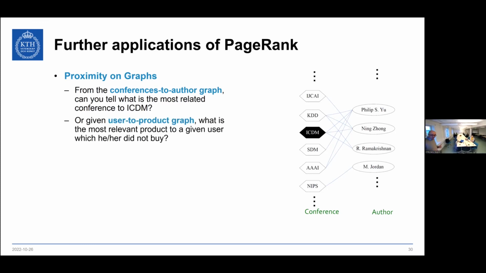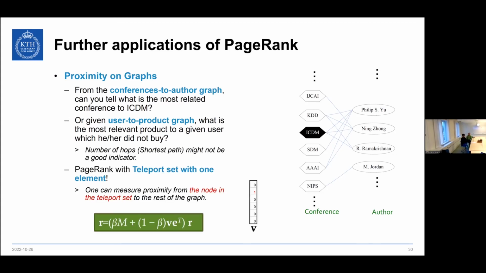Or what is also very important for recommendation systems, when you have a user-to-product graph: there are users and products, or for Netflix, users and movies. Which movies are the most similar, or which users are similar, or which movies I should recommend to which users. So the proximity would be very good to figure out. So what they proposed was that if you now take a PageRank with a teleport set of a single element, with only one node in this V, then the PageRank, or the stationary distribution, will give you a proximity distance from that node to the rest of the graph.